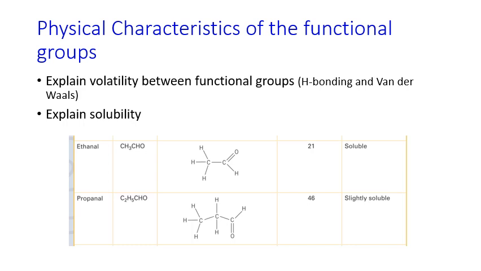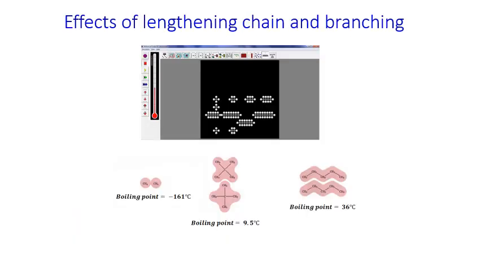So in terms of the physical characteristics of functional groups, they can be used to explain volatility between functional groups, hydrogen bonding and van der Waals interactions, and also solubility. So ethanol tends to be soluble, whereas propanol is slightly soluble. So as you increase the carbon chain, solubility reduces because you've got an increase in van der Waals interactions. And in terms of effects of lengthening the chain and branching, there's a wonderful table that we're going to be using in class that's going to illustrate this point.